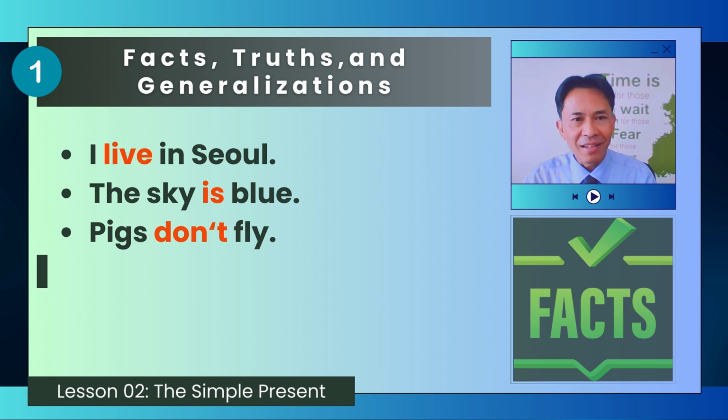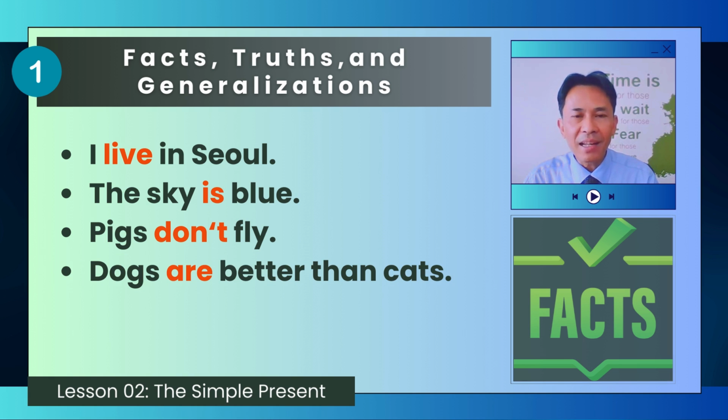Here's another one. Dogs are better than cats. Now, some people may not agree with this statement. I'm just making a generalization that dogs are better than cats. It's not necessarily true that dogs are better than cats. It's just my opinion or my truth.